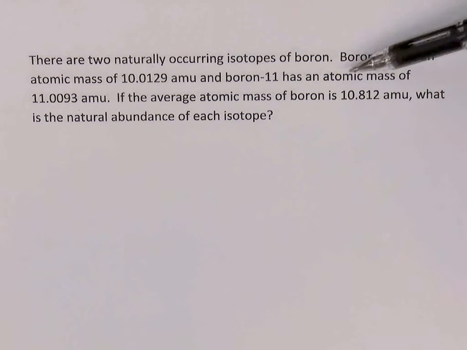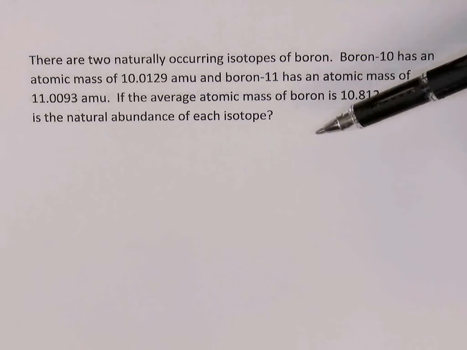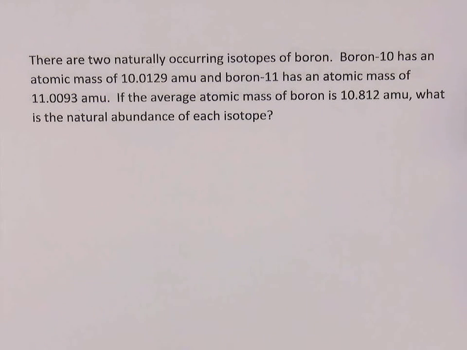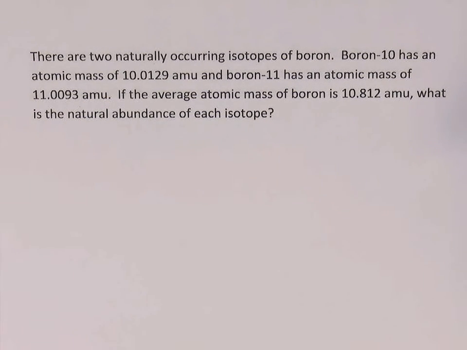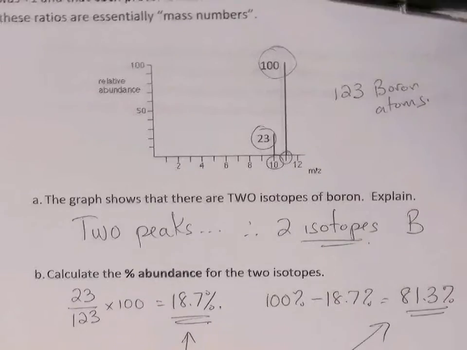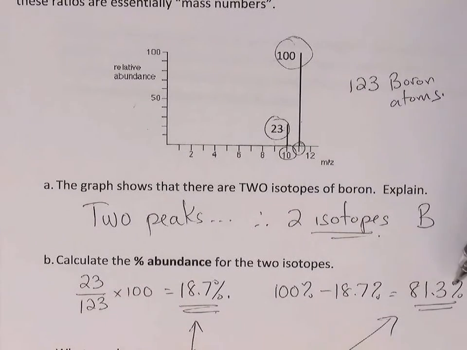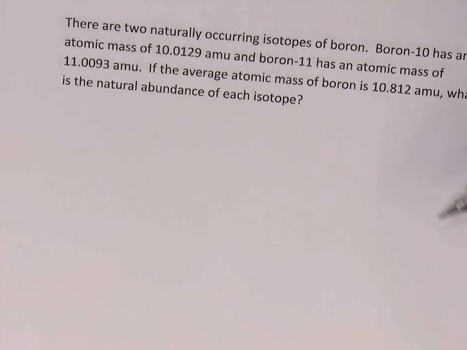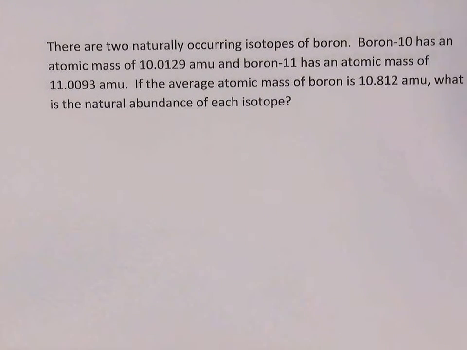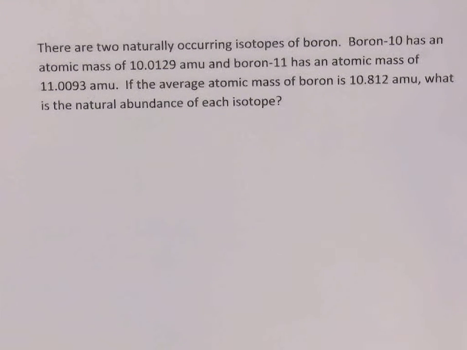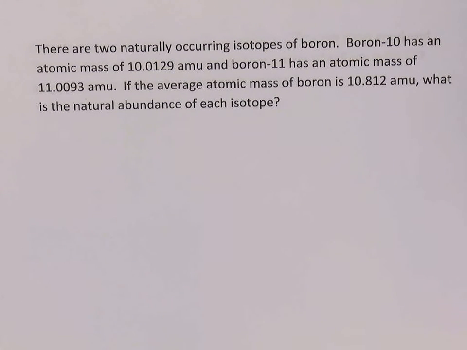Based on this information, can we calculate what the abundances are for each isotope? Now remember, we did this at the start of the video. We saw the mass spectrum for boron, and in that spectrum we saw that the percentages were 18.7 and 81.3. So we'll now see if we can get those numbers in a different way by calculation. So if you know how to do this, pause the video, try it yourself, and again, focus on showing your work, not just getting an answer.